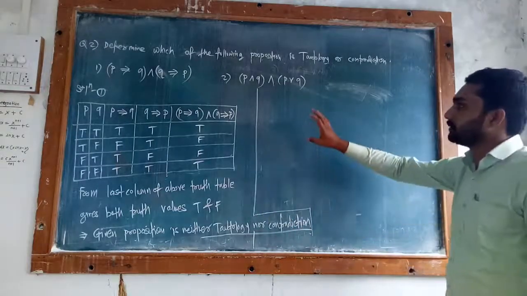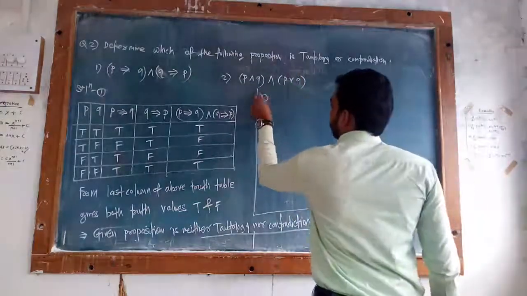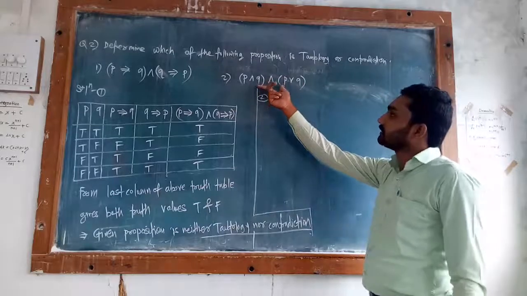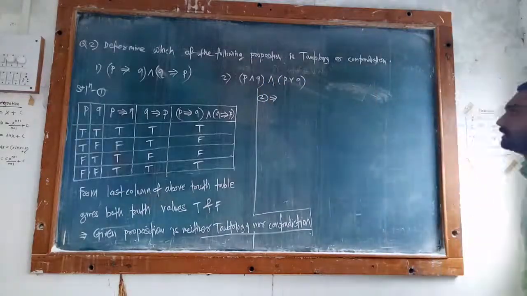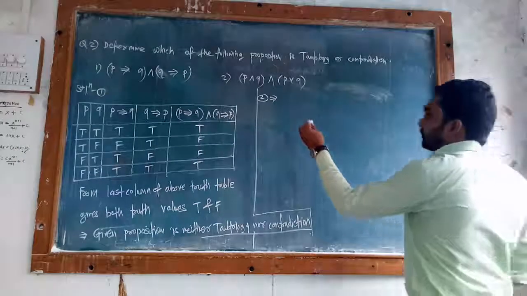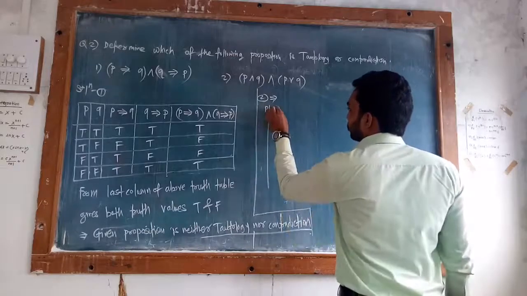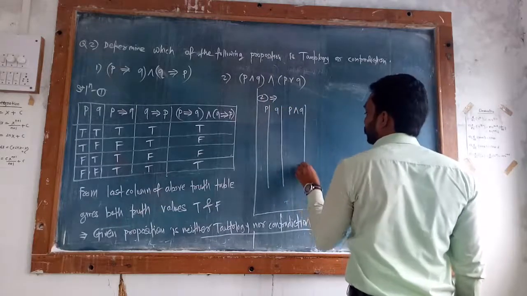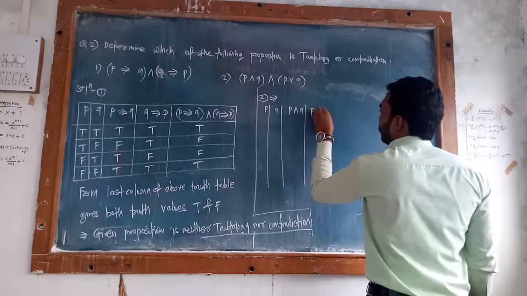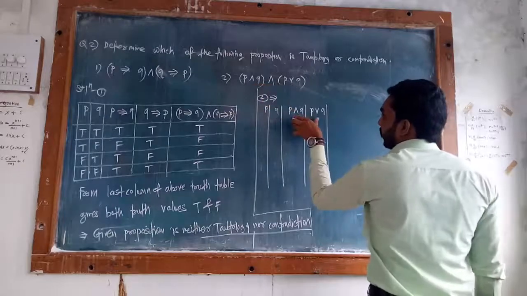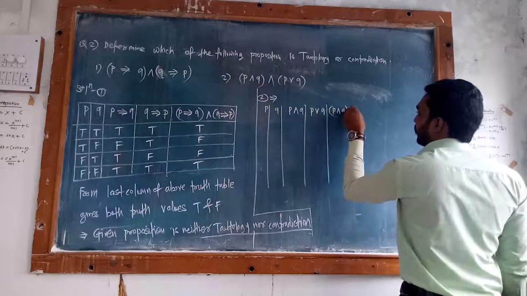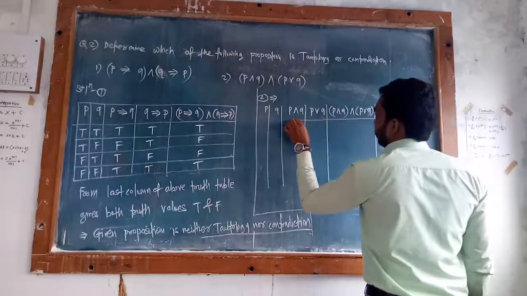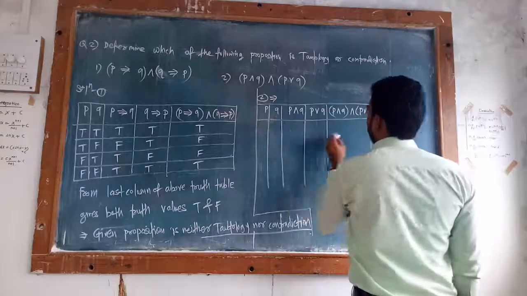This is for the first proposition. Next, we have the truth table for the second proposition. In the second proposition there are two propositions, P and Q. That means the truth table contains 4 rows. So make the truth table: first column for P, second column for Q, third column for P and Q, fourth column for P or Q, and the last column takes the AND between those two columns, that is, P and Q AND P or Q. So the truth table contains 4 rows and 5 columns.